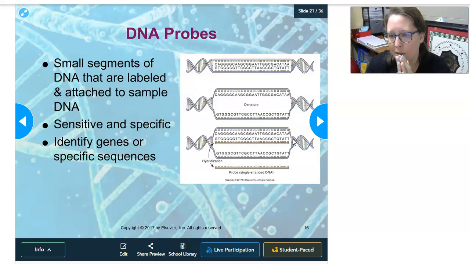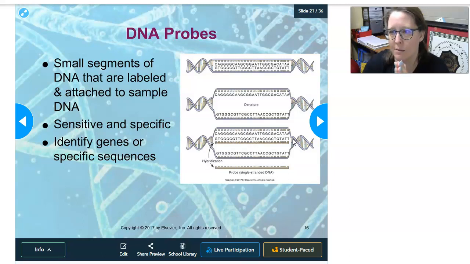And so that's hybridized because the end product is half the sample and half the probe. And so it's a hybrid. Okay? And the probe part is labeled and can be detected. So DNA probes are very sensitive and specific. They will only stick or anneal to complementary sequences.